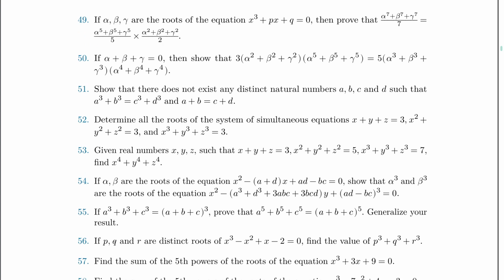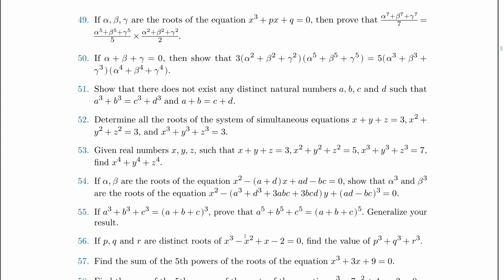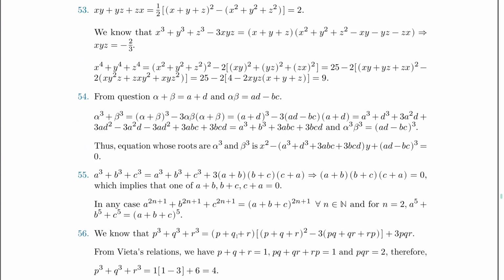Question 56 says that if p, q and r are distinct roots of x cube minus x square plus x minus 2, find the value of p cube plus q cube plus r cube. So we are given the equation x cube minus x square plus x minus 2. We substitute p, q, r into that and we add those, and we obtain p cube plus q cube plus r cube is equal to p plus q plus r into p plus q plus r whole square.